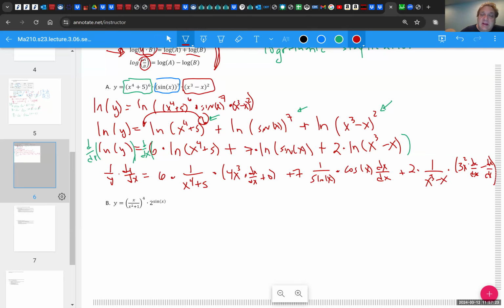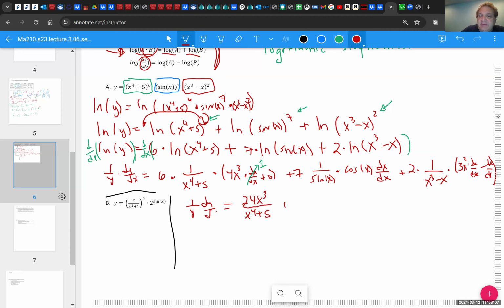I have run out of room, so I will just sort of make this separate. And 1 over y dy/dx equals, I'll just put this as one fraction. And this right here, 4x cubed times dx/dx, plus 0. This dx/dx, of course, is 1, which I would imagine not many people would write in that situation. Just trying to expose what's going on here. So I have 6 times 1 times 4x cubed. So on the top, I have 24x cubed. And on the bottom, I have x to the 4th plus 5.